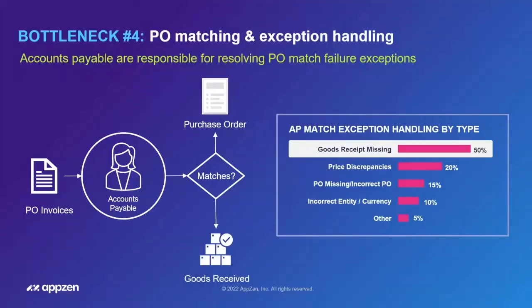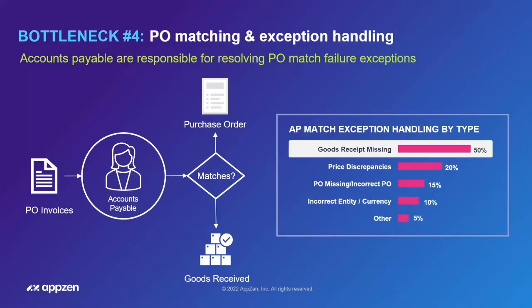Now let's switch to the other type of invoice, which is the purchase order invoice, or invoices which are backed by an approved purchase order. In this particular scenario, what typically happens is that when a purchase order invoice comes in, it has to be matched to an approved PO. And if there are goods receipts that are being done against that PO, then you also need to make sure that the invoice matches to that. Now, the problem here is not with the actual matching process itself, but it's to do with the exceptions.